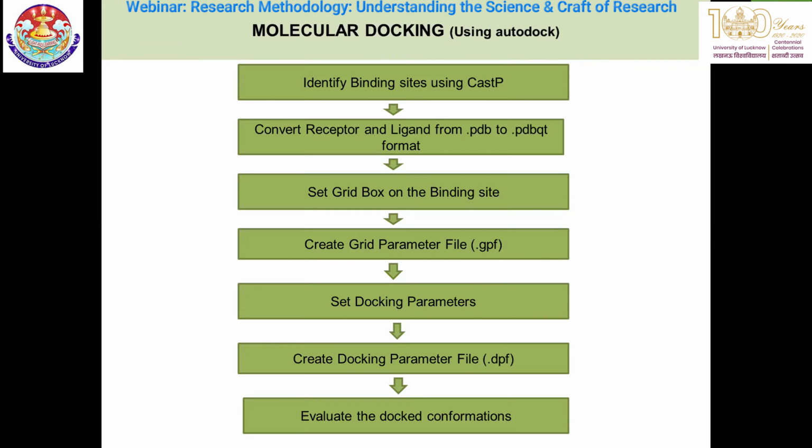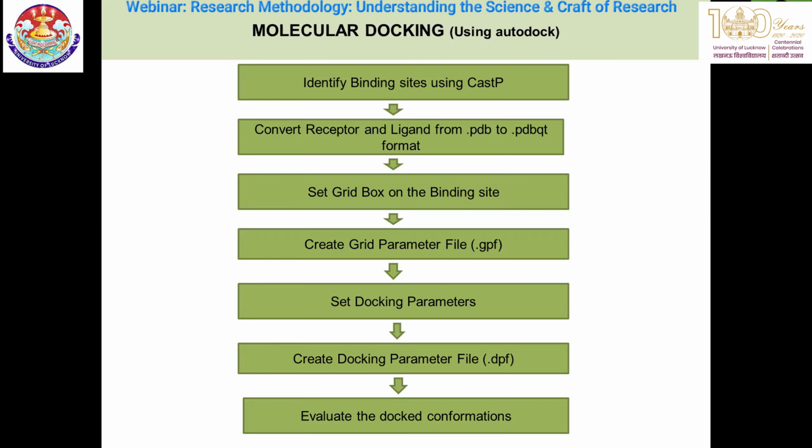We need to convert it from PDB to PDBQT. So protein data bank QT, QT stands for torsion angles and charges. We need to add charges and angles also. Then the grid box parameter is set. Just imagine this is a protein, and in this protein, where the ligand is going to fit, we need to identify that grid box.